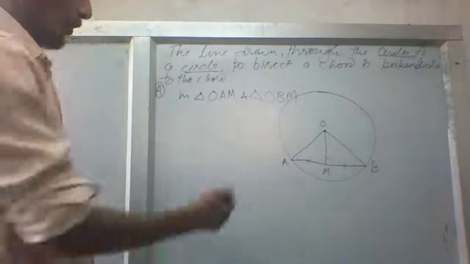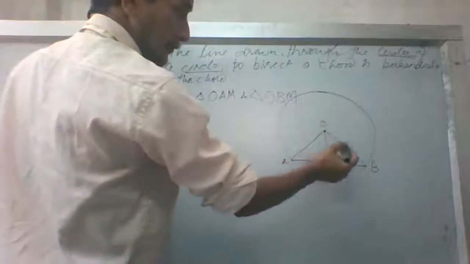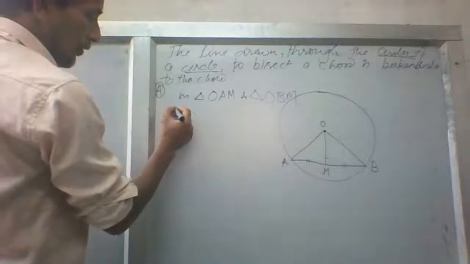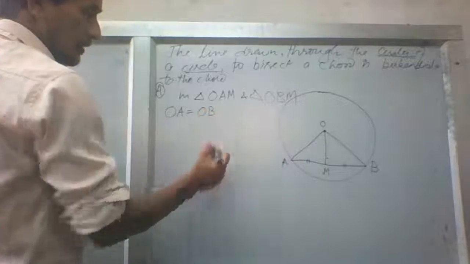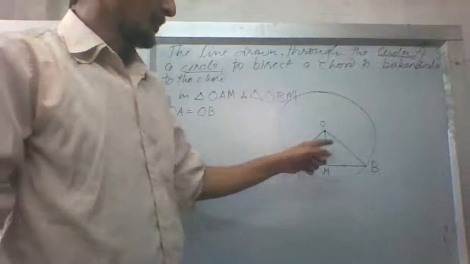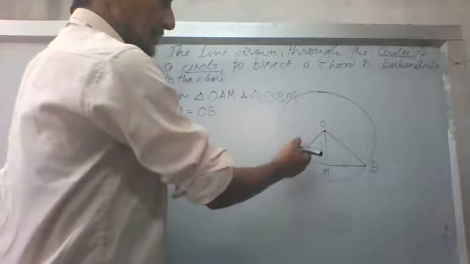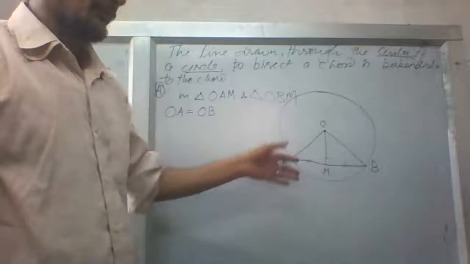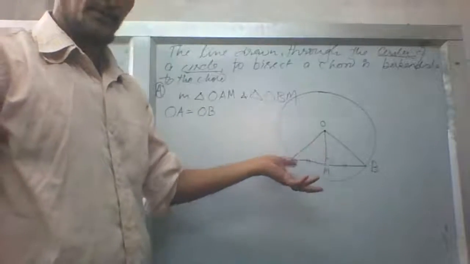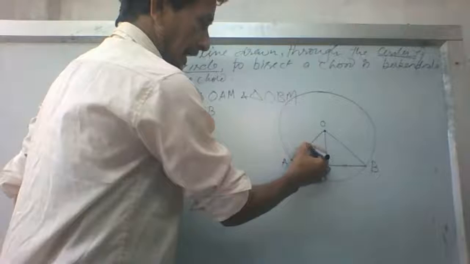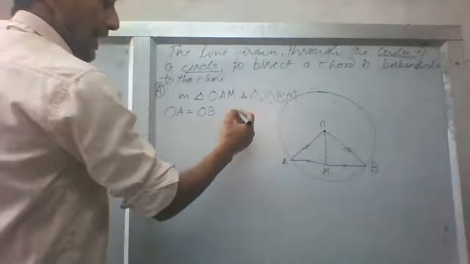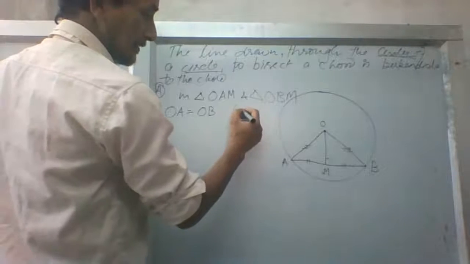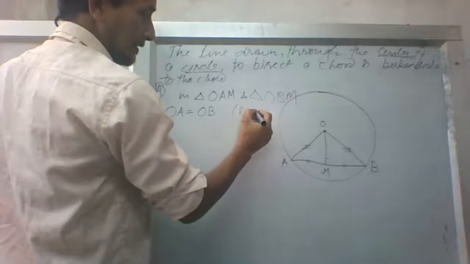What's that? OA is equal to OB. Why is it so? Because these are radii, and radii are always equidistant from the center of the circle. So this side is equal to this side. You have to write it in brackets: radius.